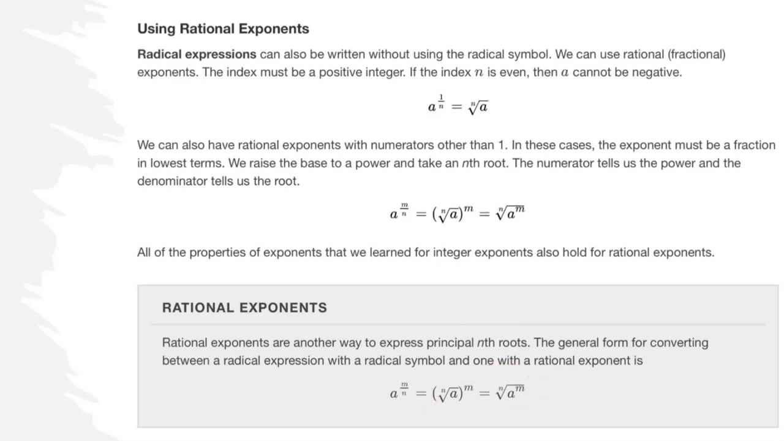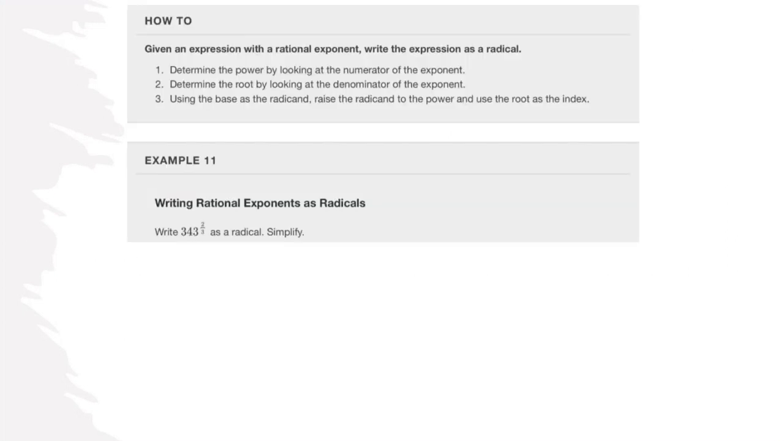It changes when the n is even, right? If the n is even, then one of them has to have an absolute value. This one's going to have an absolute value. It just changes when the n is even, and we'll see it in action, and we'll catch it as it comes. Okay, I'm going to let you read that how-to on your own, just because we're kind of short on time. Write this as a radical and simplify.